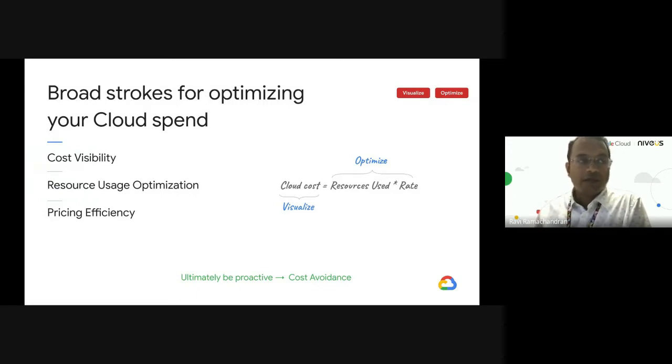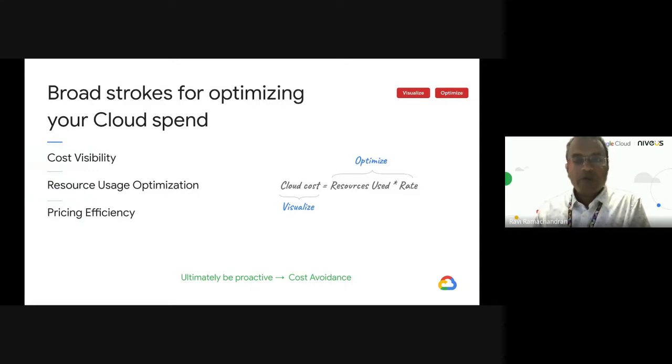Optimization methods are largely across various services. It could be compute, it could be database, it could be storage. What are the methods to optimize it? And optimization could be on pricing, on the product, or on the performance itself. So these are the two pillars around which we'll pivot the conversation.